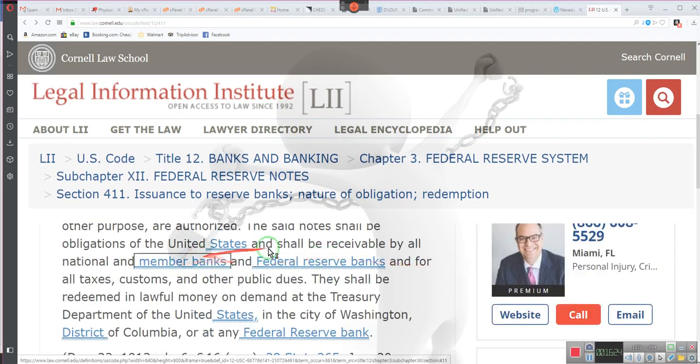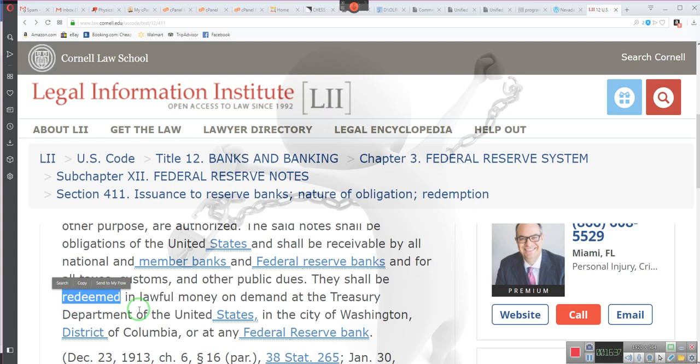All right. Pay attention. Shall be receivable by all national and member banks and Federal Reserve banks for all taxes, dues, and public. They shall be redeemed. It's called redemption value, people. Redeemed. It is equitable redemption.